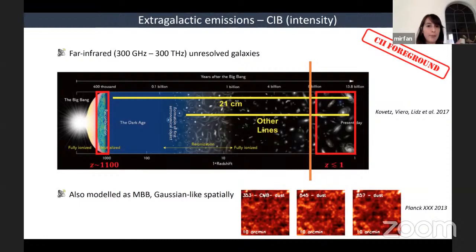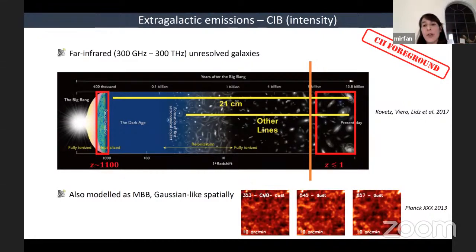So as long as there's been light in the universe, there has been the extragalactic background light, so the light from these unresolved galaxies. This peaks at the far infrared. It's called the cosmic infrared background. So this is starlight from unresolved galaxies, essentially.